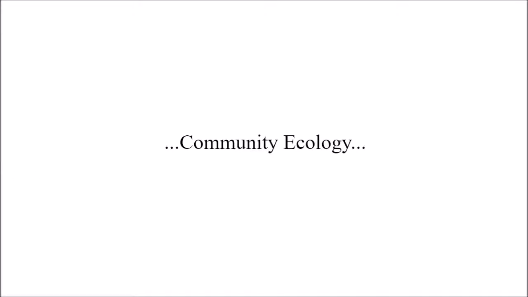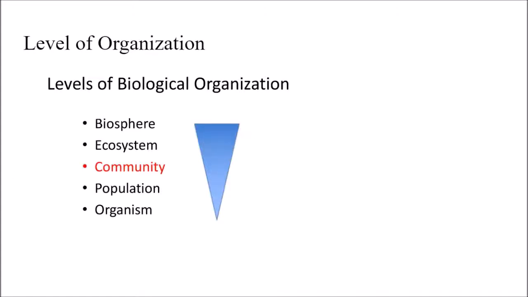Today we are going to talk a little bit about community ecology, so let's get started. Just as a reminder of our levels of organization, we start with the biosphere and then move down into the ecosystem level and then into the community level. Eventually, we can also move on to the population level and then the organism level. Then we can move further down into a cellular level, talking about tissues as well. But for this particular lecture, we will be focusing on the community level.